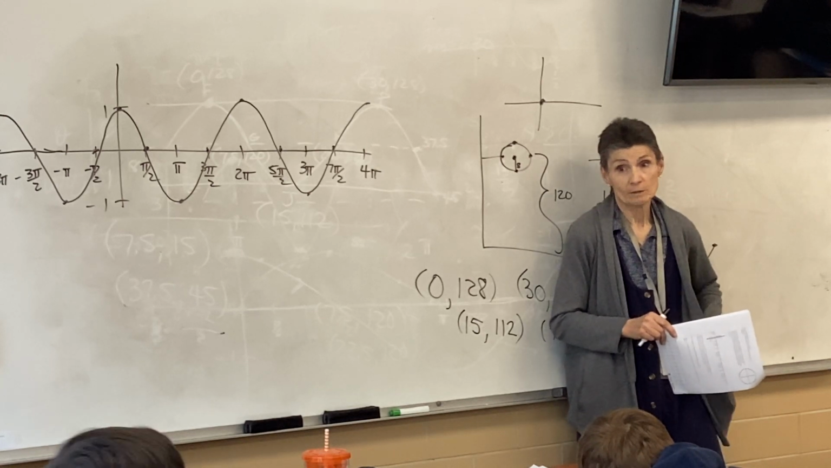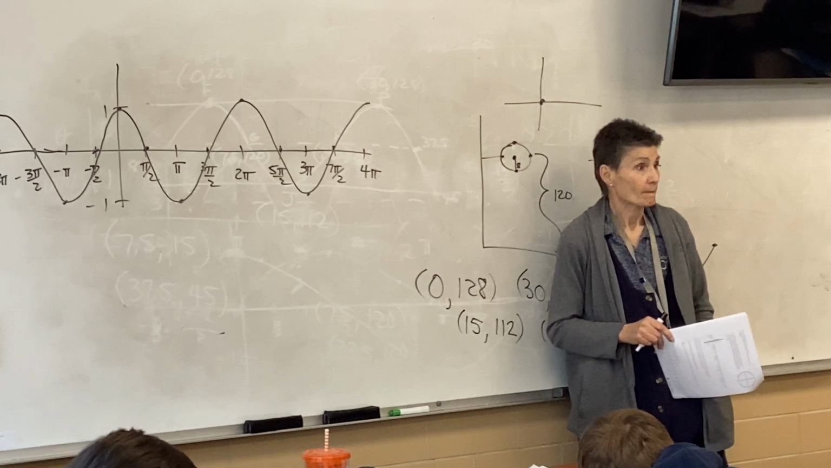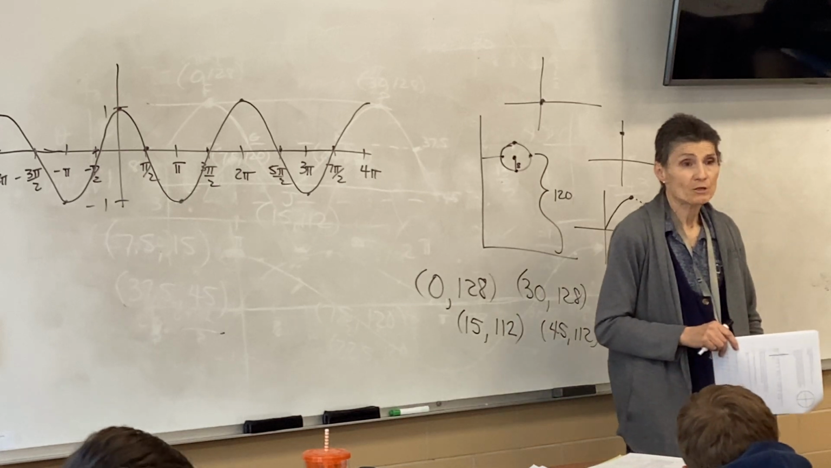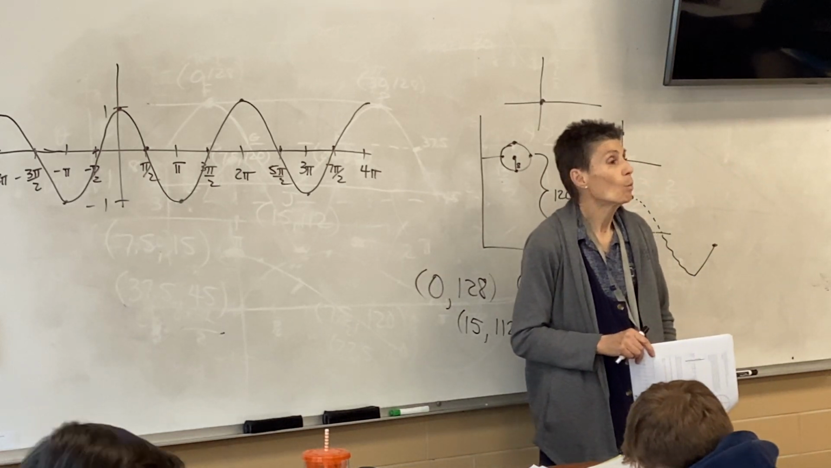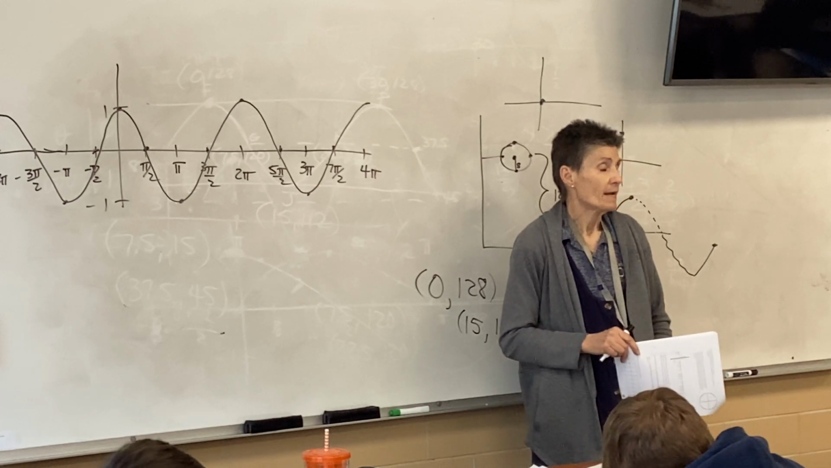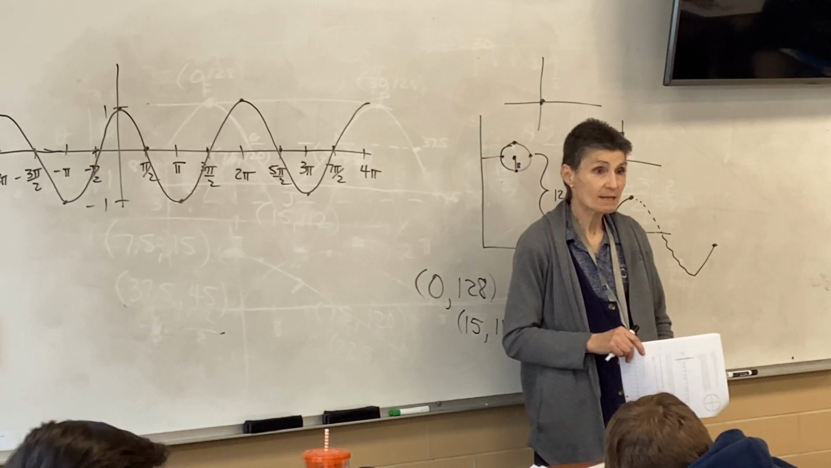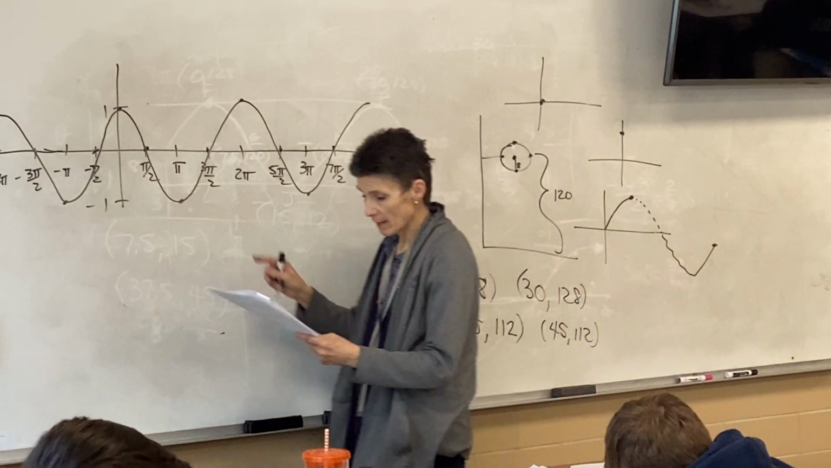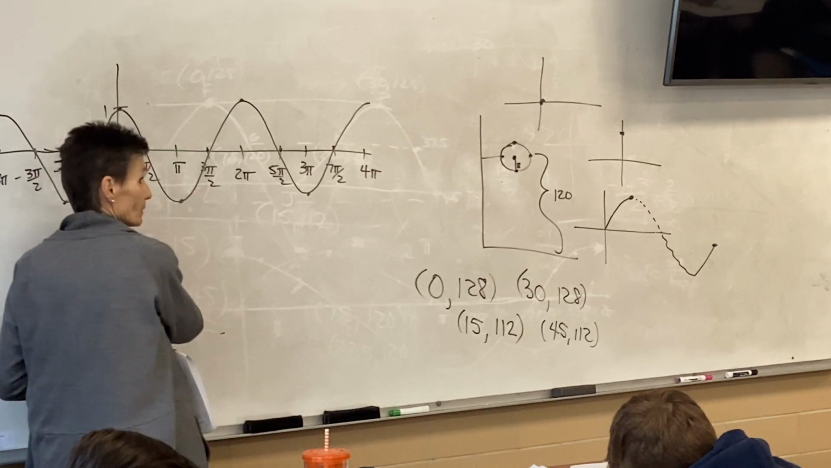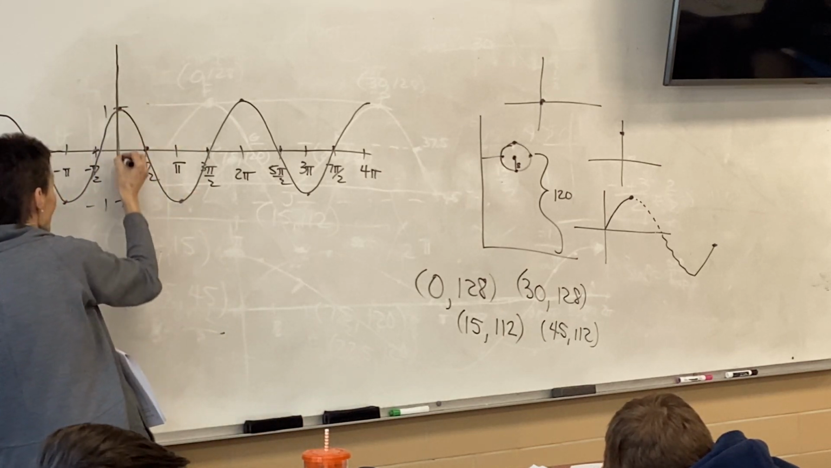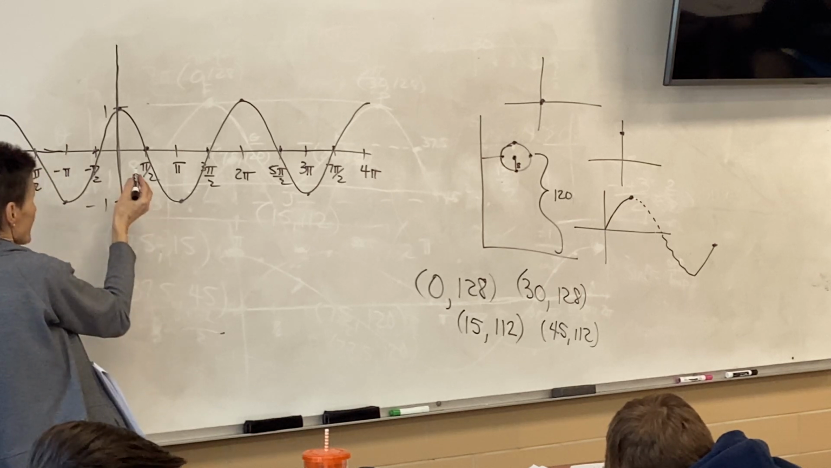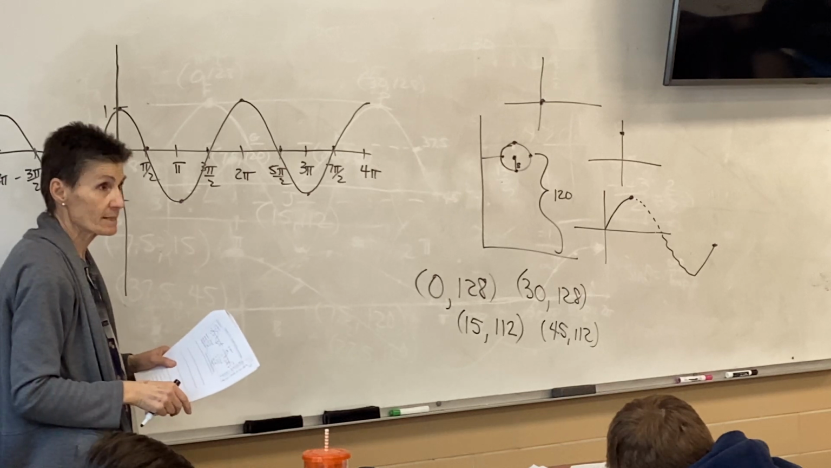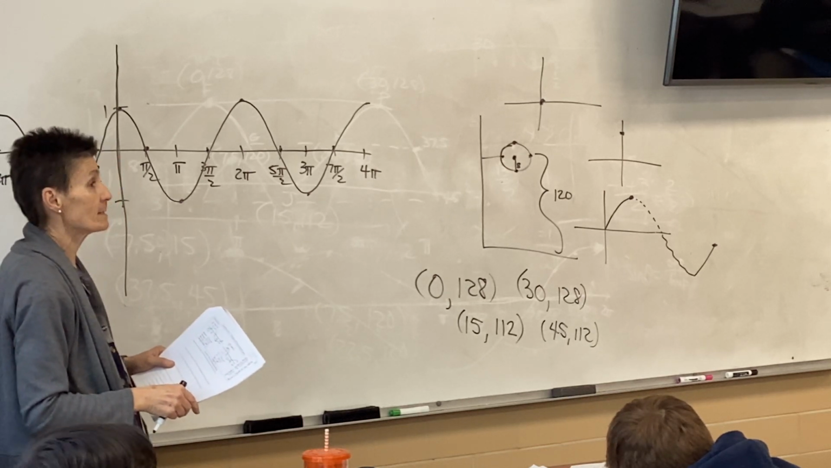I can't even remember if we talked about this. Did we talk about even and odd? All right, let me throw some information at you. Even means you have symmetry about the y-axis. An even function has symmetry about the y-axis. So I'm looking up here at my cosine. Here's the y-axis. Does that picture have symmetry across the y-axis? Yes, it does. This cosine is even.